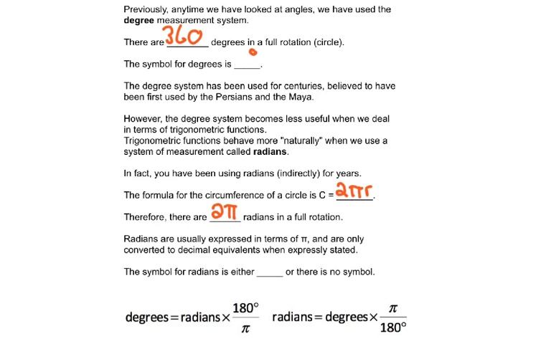Usually when we deal with radians, we're actually going to talk about fractional parts of pi, so pi over 4, 3 pi over 6, things like that.